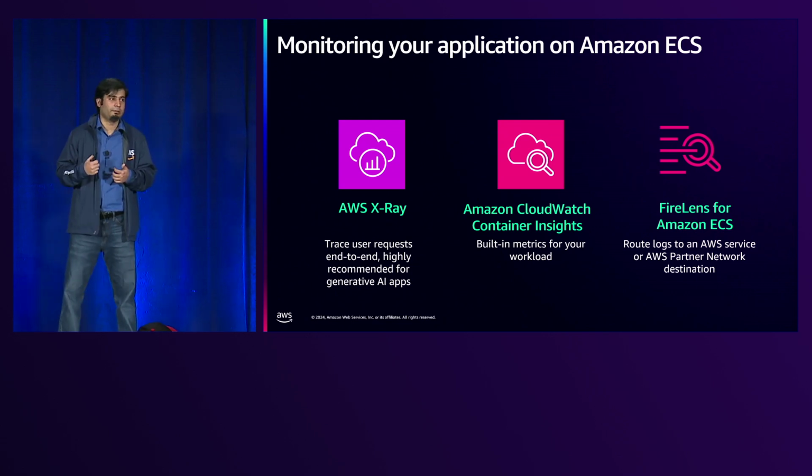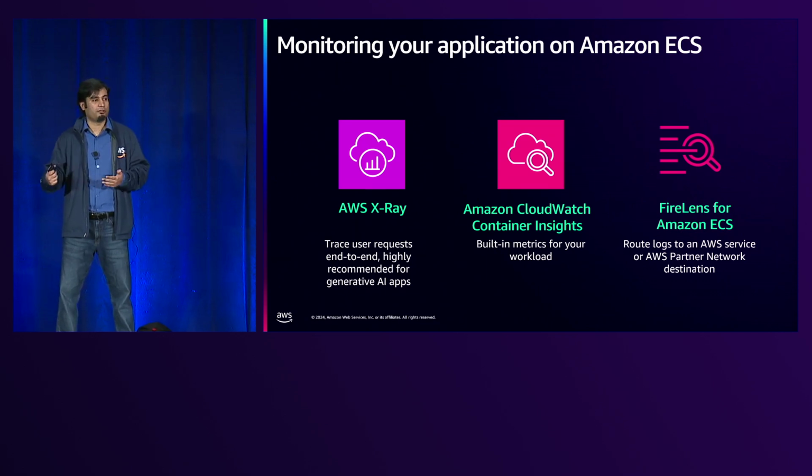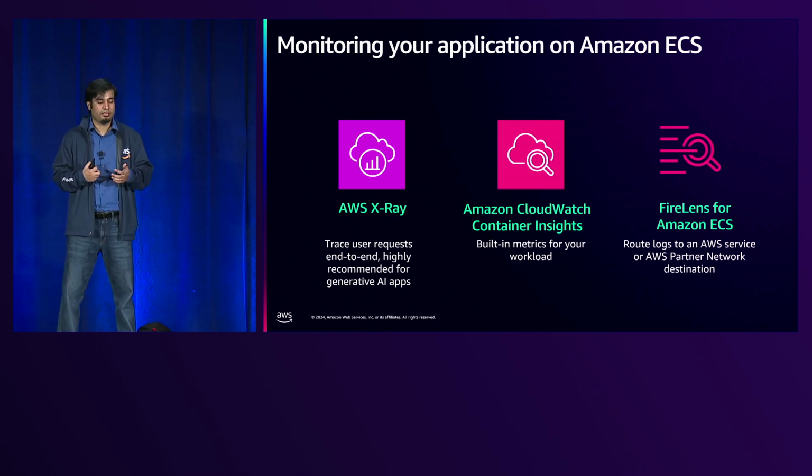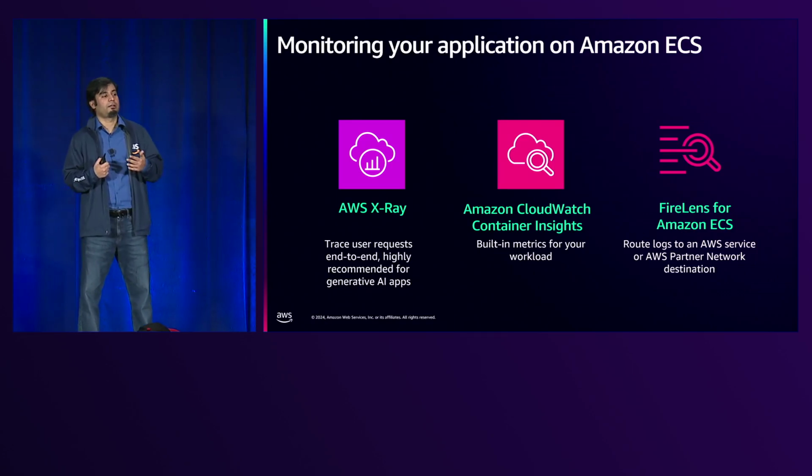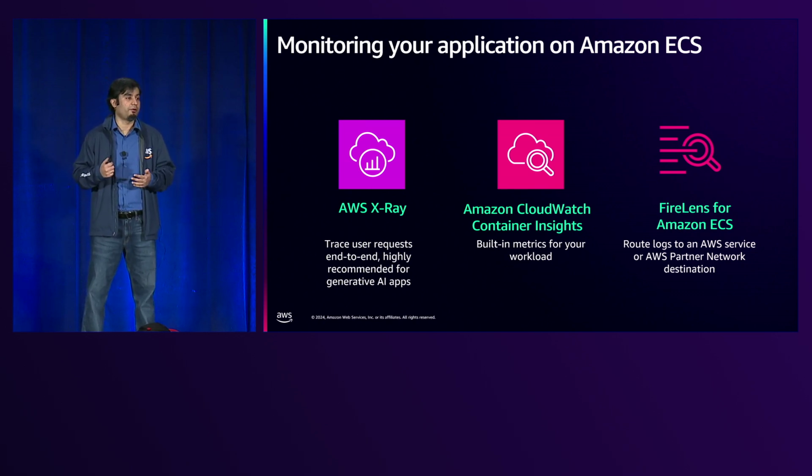ECS also has a native integration with Firelens, which can enable you to route your logs or your metrics to a partner solution if, for example, you don't want to use CloudWatch, or to a different AWS service. And also, AWS X-Ray is a daemon that you can install along with your ECS applications. This is something that we would recommend if you want to trace end-to-end user requests, especially for AI ML workloads, to really troubleshoot and debug if something is going wrong.